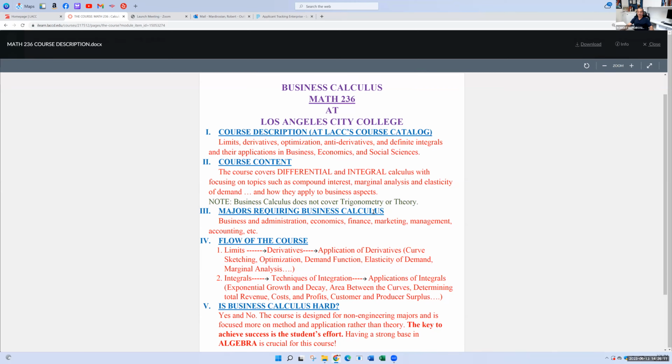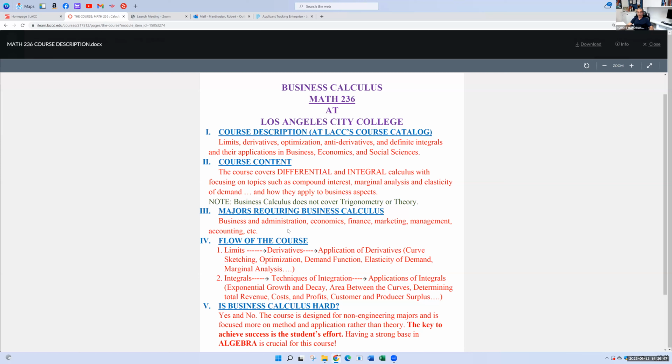Majors requiring business calculus: I just listed the ones I know and remembered, and students I have seen. However, if you're planning to take this course, it's a very good idea to talk to a counselor. If you're a business major, you for sure have to take this course. Some schools require calculus 1 and 2, and some schools require this course. So the majors are business and administration, economics, finance, marketing, management, and accounting.